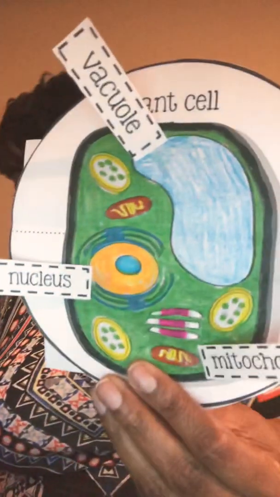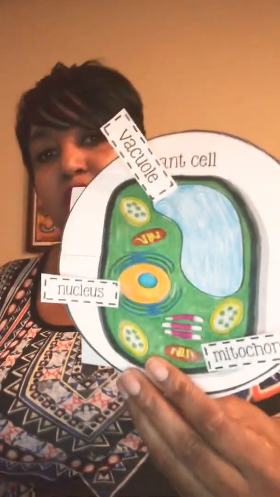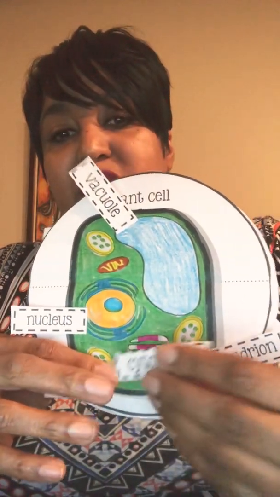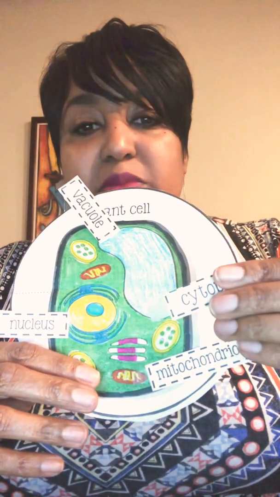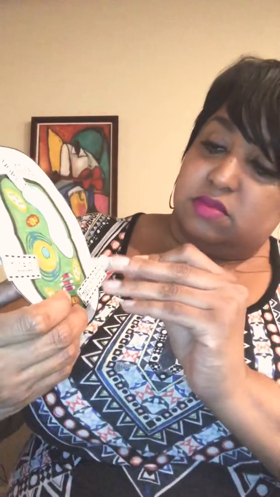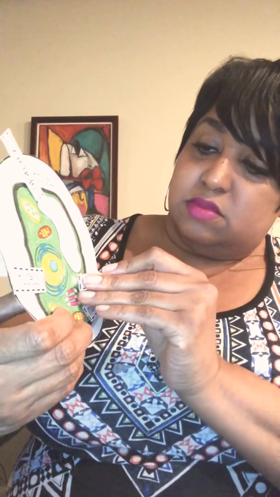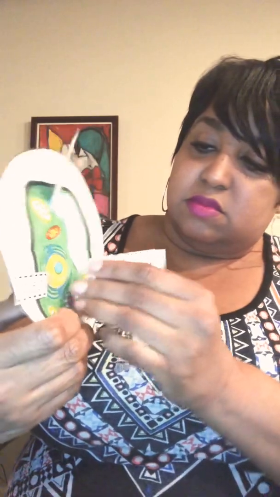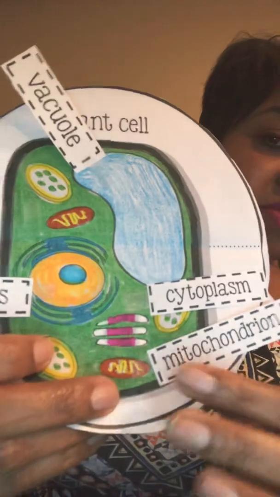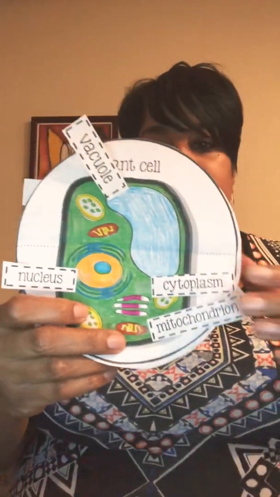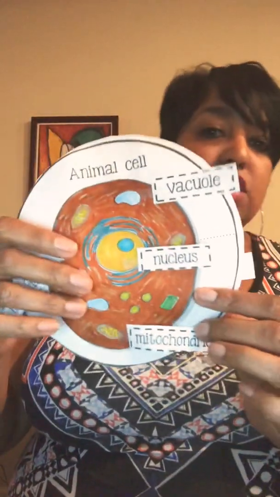Same thing if we go to our plant cell. Your cytoplasm is all of the green that you see. That's the jelly-like substance that everything in your cell sits in. All right, so I kind of put it there to show that this is all the cytoplasm. All right, let's go to our next one.